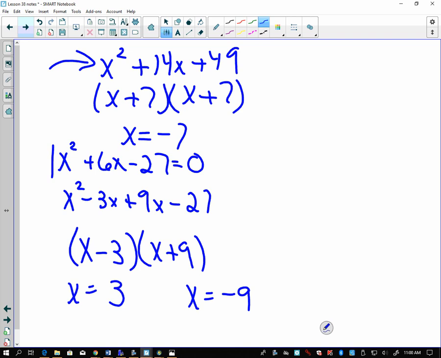All right, so can you guys solve number 4 on your own? Okay, I'll leave this up here. You guys solve number 4. I'll hit pause.